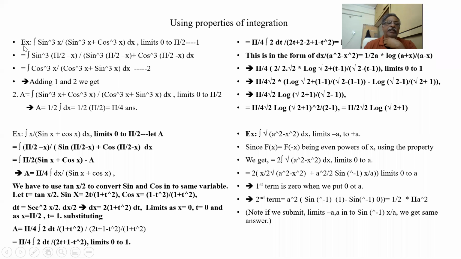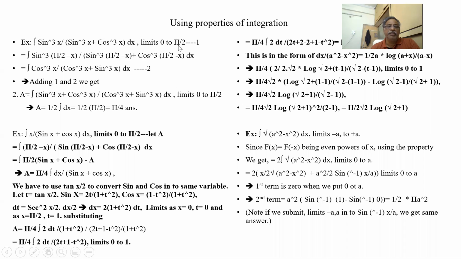Let us see this. Integral of sine cubed x by sine cubed x plus cos cubed x dx, limits 0 to pi by 2. Earlier, if the limits are not there, we have to use some other method. Either we have to take sine as 2t by 1 plus t square, cos as 1 minus t square by 1 plus t square. We have to do all such calculation.